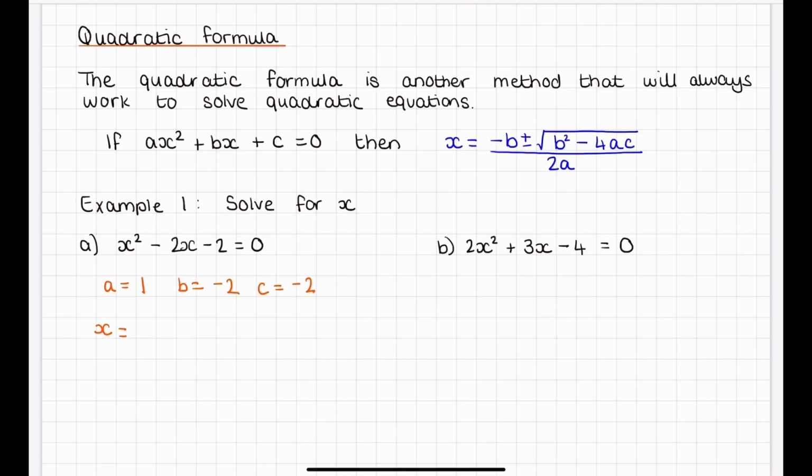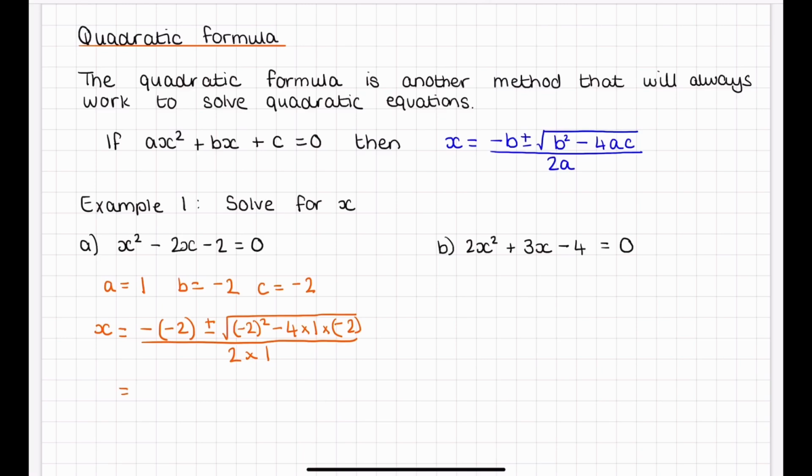So we'll have x equals, so first of all we've got minus b, so we're going to have minus, and then we've got a minus 2, plus or minus the square root of b squared, so it's going to be minus 2 squared minus 4 times by a, which is 1, times by c, which is negative 2. And that will all be divided by 2 times a, so 2 times 1. So as long as you put your values in the right spots, you're fine. Any negatives, put them in brackets, because that means you'll hopefully not make any mistakes. Then we just start working it out.